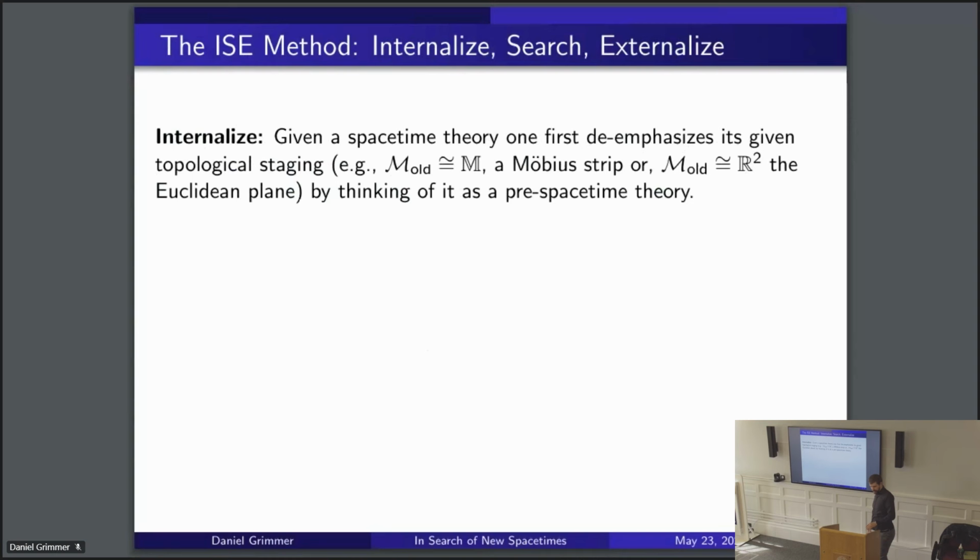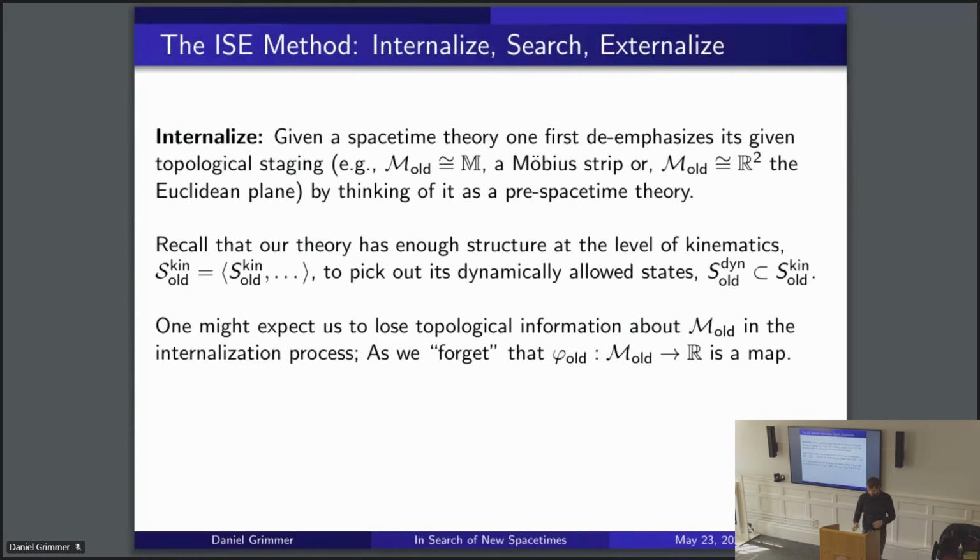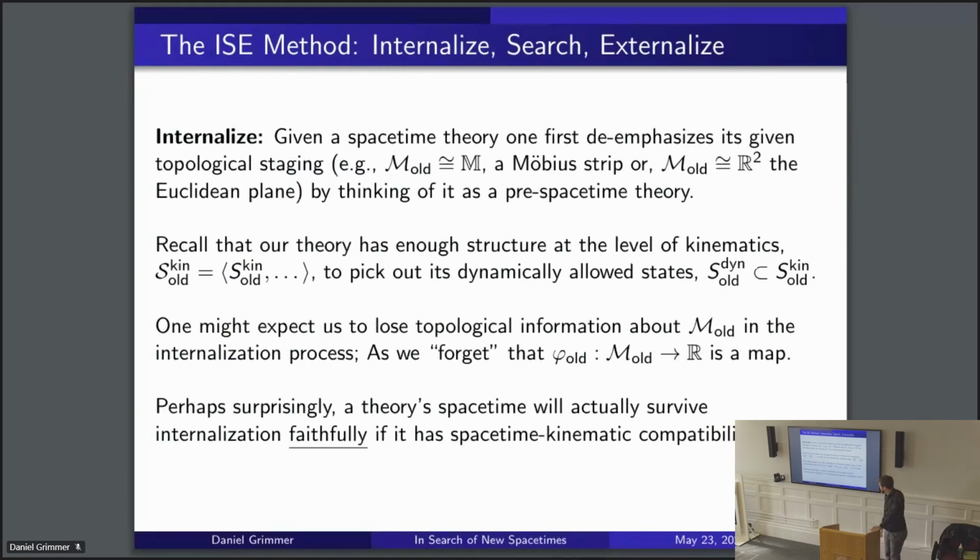So what's this ISE method? So given some spacetime theory you present to me, I'm first going to de-emphasize its topological staging, which could have been a Mobius strip or the Euclidean plane, roughly by thinking of it as a pre-spacetime theory in the sense I was talking about before. And we have enough structure there, at the level of kinematics, to pick out the dynamically allowed states. All well and good, but you might expect that we lose topological information about the old manifold in the process, right? We've forgotten that the particular states we're dealing with are states from some manifold to some space R, and we completely forget about M old, you might think. But surprisingly, a theory's spacetime manifold will actually faithfully survive internalization if it meets this spacetime kinematic compatibility assumption that I've been mentioning throughout the talk.